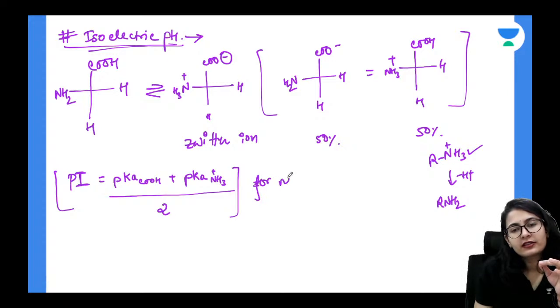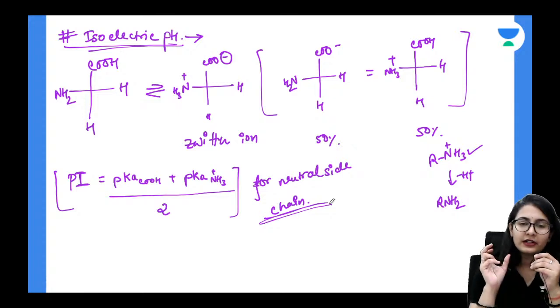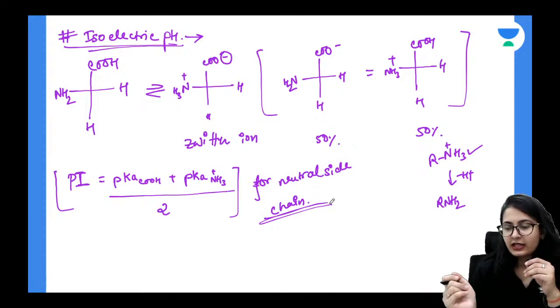For neutral side chain, okay, just quickly write down this formula and then we move onwards for the acidic and the basic side chain. Okay, yes, this is written down, right?